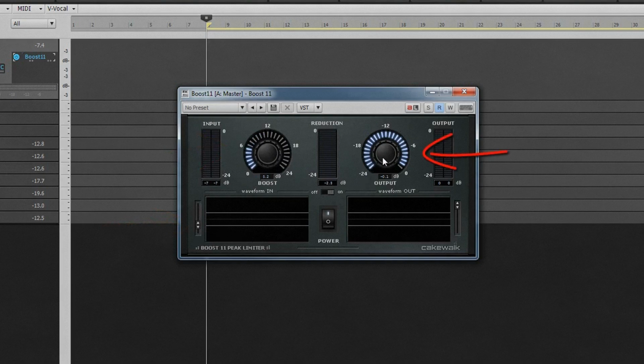The other adjustable parameter is the output. This is controlled by the output knob or the fader to the right of the output wave display. This is used to set the maximum peak allowed. Use the incoming wave display as a guide to the amount of boost to add.